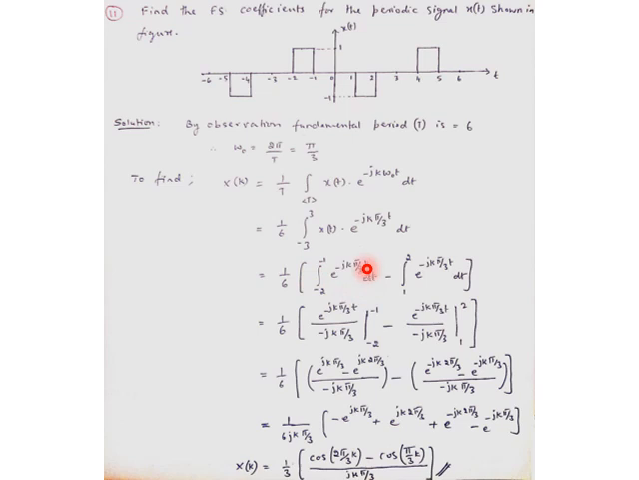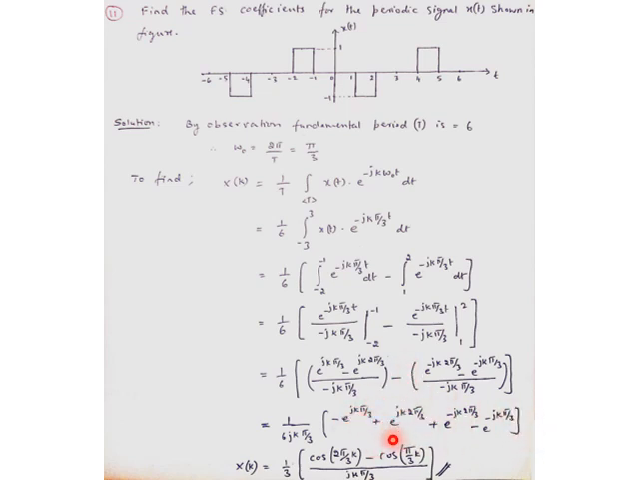Now take the integration of the exponential term: e to the power minus jk pi by 3 t divided by minus jk pi by 3, limits minus 2 to minus 1. Then minus of the second part, e to the power minus jk pi by 3 t divided by minus jk pi by 3, limits 1 to 2. Substitute the upper and lower limits in the numerator and simplify. After simplification, jk pi by 3 is common in both terms and is taken outside, with the minus included along with this term. So I'll get two sets of terms.